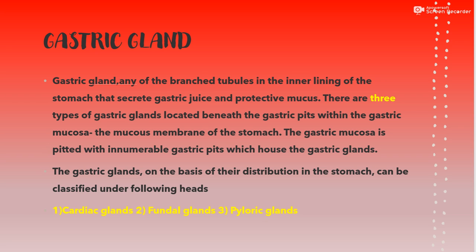The gastric glands, on the basis of their distribution in the stomach, can be classified under the following heads: cardiac gland, fundal gland, and pyloric gland. So we see here the cardiac gland. The cardiac glands are found in the cardia of the stomach, which is the part nearest to the heart and closing the opening where the esophagus joins the stomach.